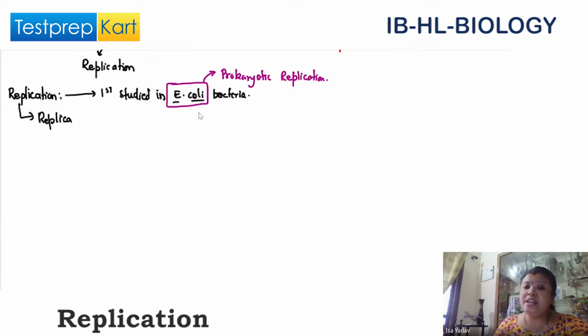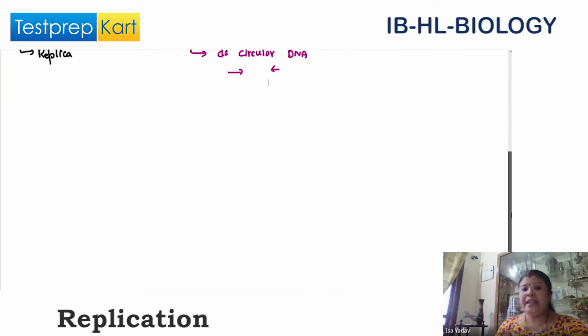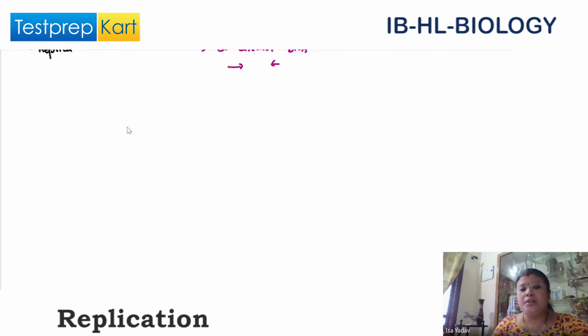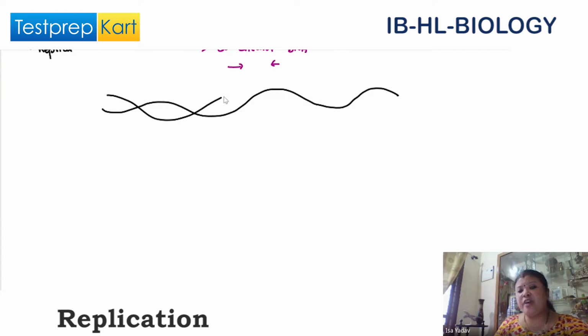So we know that E. coli or prokaryotic bacteria have a double-stranded but circular DNA, and their replication will proceed from both sides. Okay, replication proceeds from both sides. So let us try to understand here. So we have the DNA. Okay, we have the strand of DNA here. In between the strand of DNA, we do have the nitrogen bases. These are the nitrogen bases.